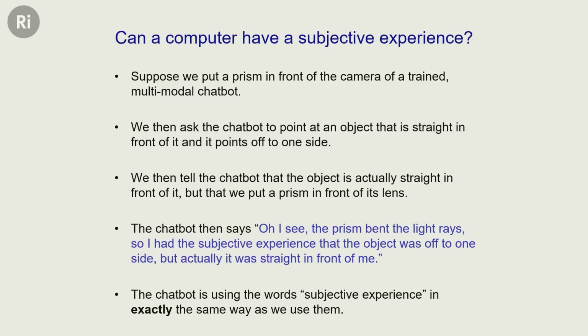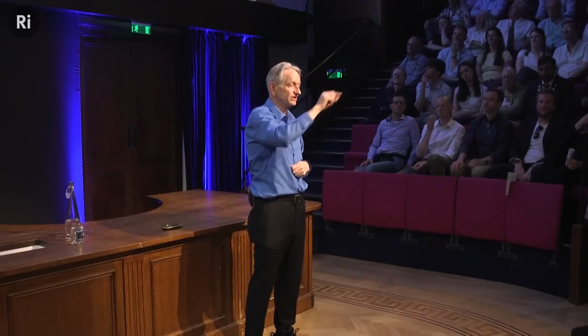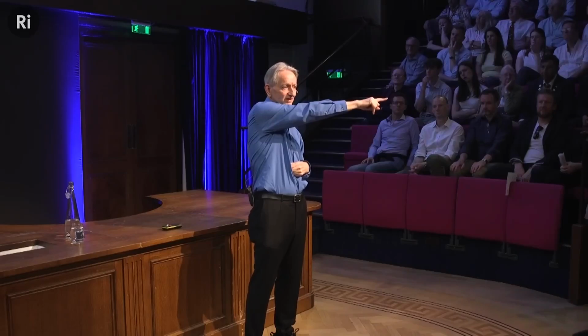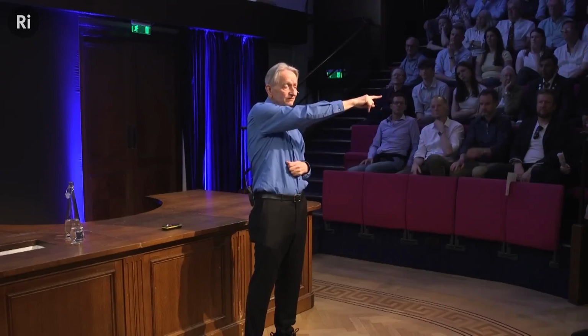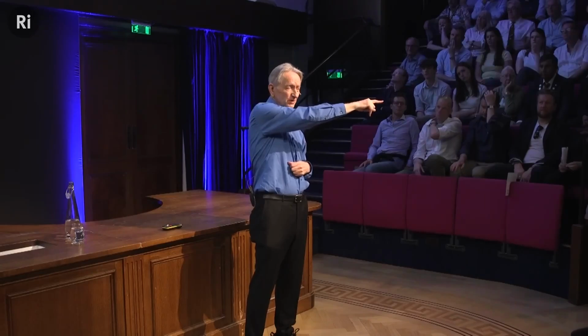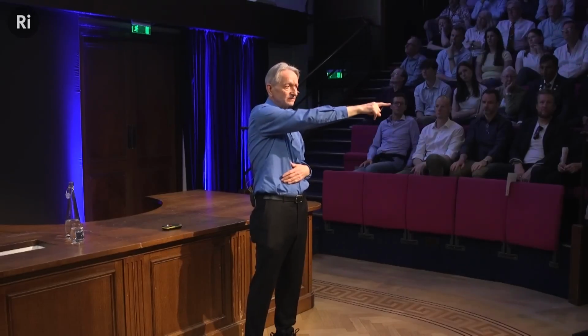I then put a prism in front of its lens when it's not looking. And I put an object in front of it, and say, point at the object, and it points over there. And I say, no, that's not where the object is. The object is actually straight in front of you, but I put a prism in front of your lens. And the chatbot says, oh, I see. The prism bent the light rays, so the object's actually there, but I had the subjective experience it was there.